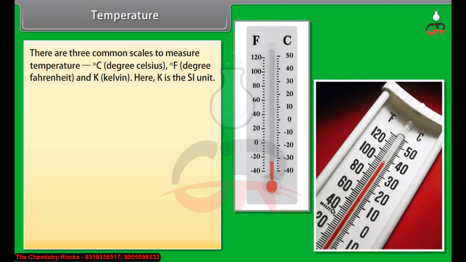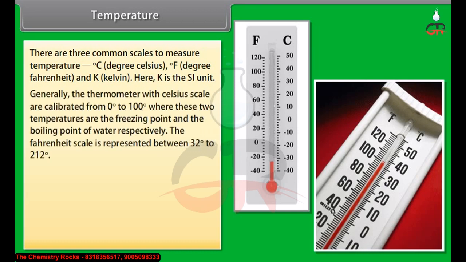Temperature. There are 3 common scales to measure temperature: degree Celsius, degree Fahrenheit, and Kelvin. Here K is the SI unit. Generally, the thermometer with Celsius scale is calibrated from 0 degree Celsius to 100 degrees, where these two temperatures are the freezing point and the boiling point of water respectively.